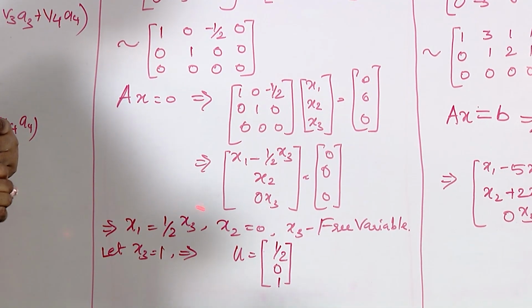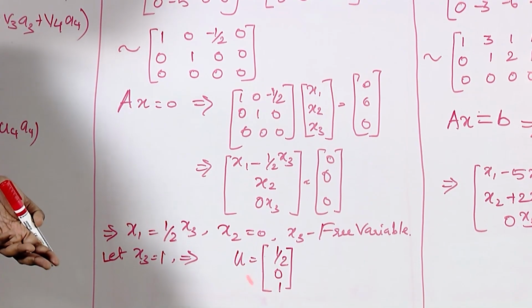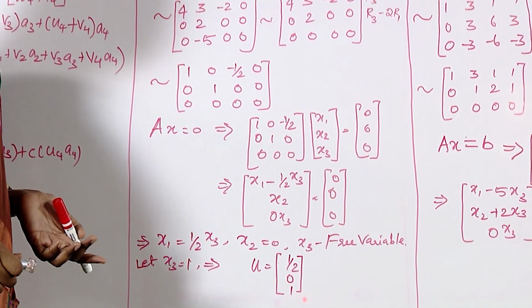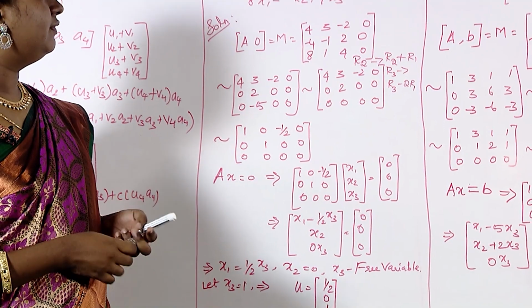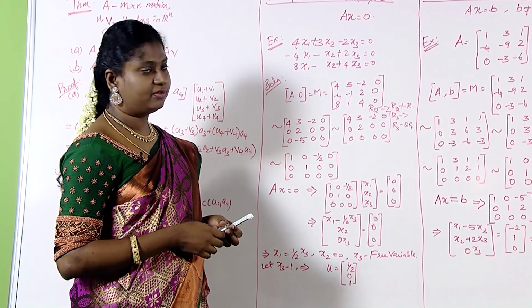Therefore, there is a change only in x3. So now, since this has a free variable, it has a solution, and one of its solutions is (1, 2, 0, 1). So we are able to solve this homogeneous linear system.